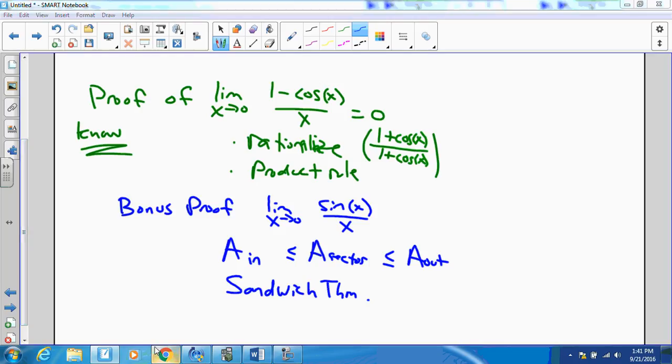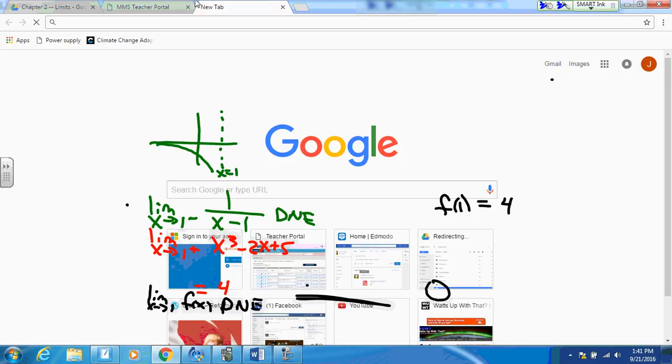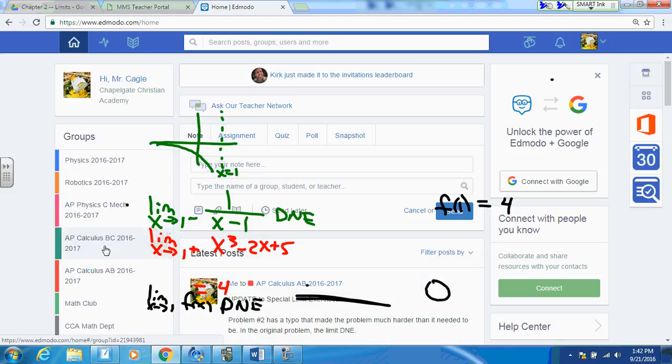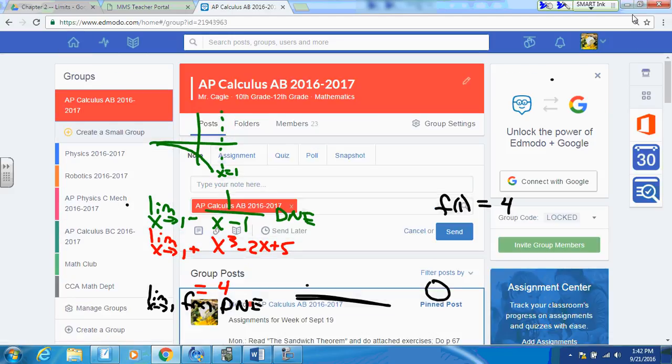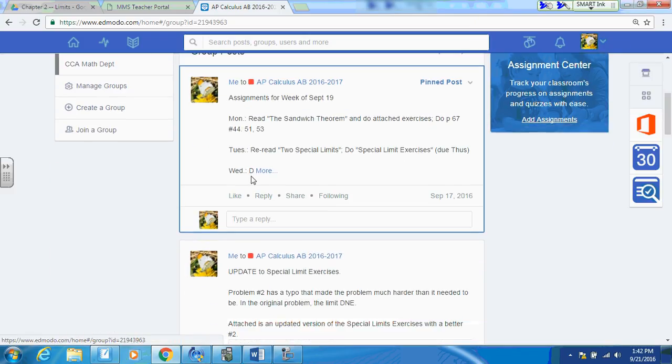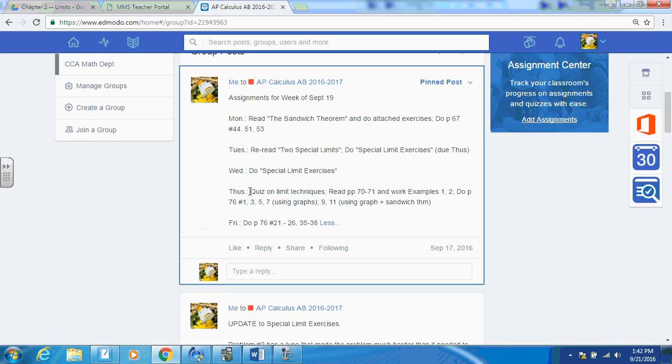Yeah, so here's how to read that. If you take a look at Edmodo, and you look at the assignment sheet, where it says quiz on limit techniques, that means that there's a quiz on limit techniques. On Thursday or? On Thursday, correct. So this is everything that you do on this day. You have a quiz, you read this, you do this.